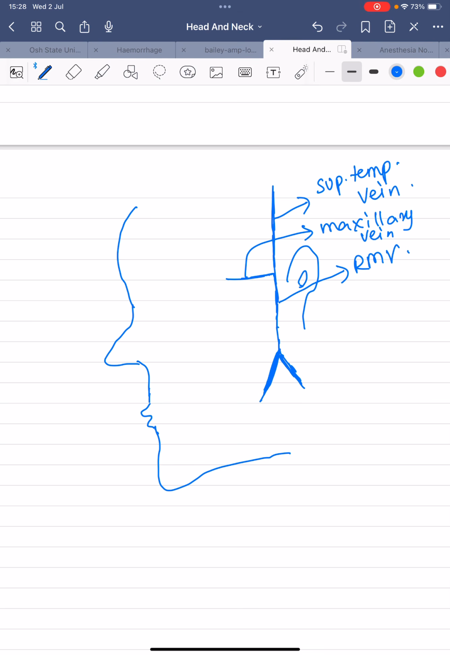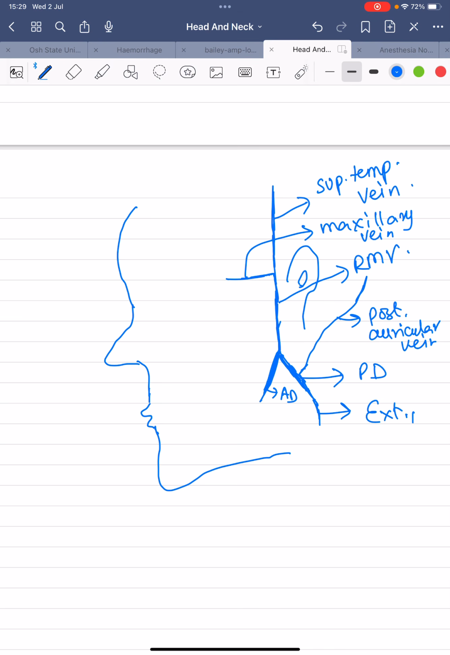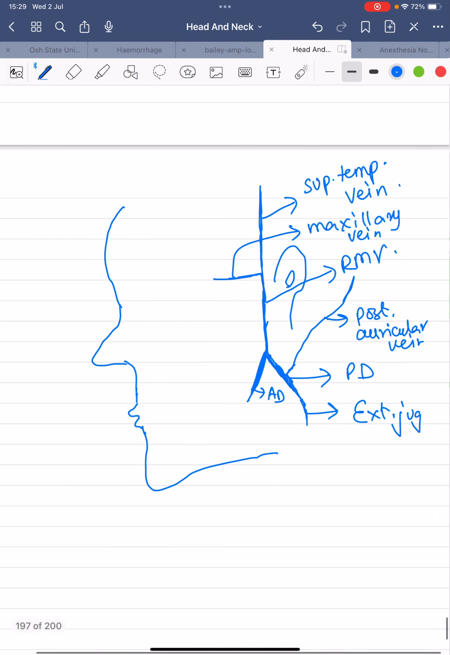So this is the posterior division. This is the anterior division. The posterior division is going to be joined here by this vein. This is your posterior auricular vein. So the posterior auricular vein joins with the posterior division of the retromandibular vein, and now it is going to form which vein? Your external jugular vein. Okay, so if you draw this diagram with me, you will never make a mistake.